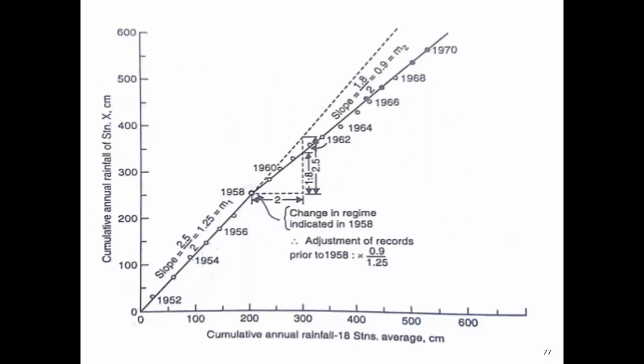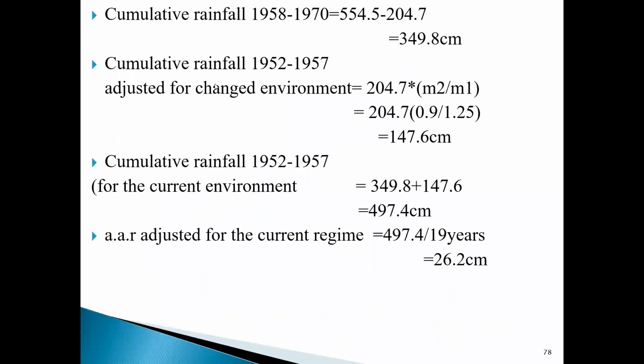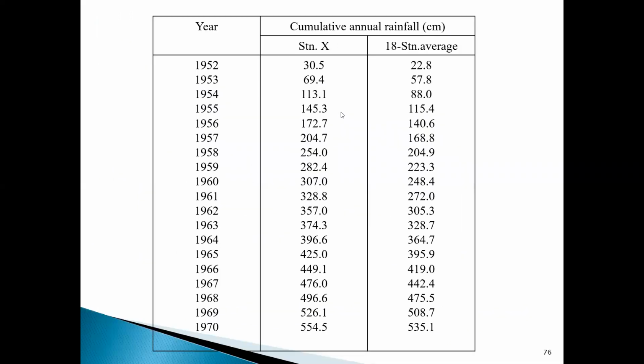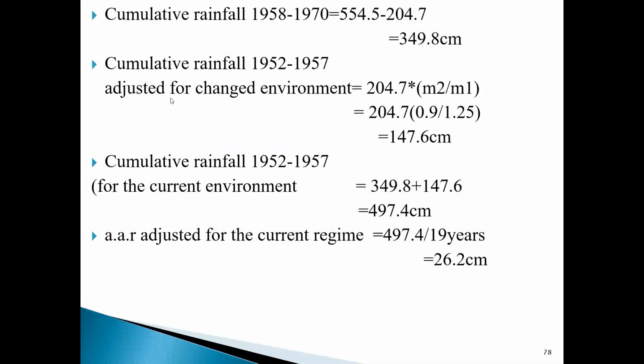Now here, the cumulative annual rainfall at station X is 349.8 centimeter. Now, the cumulative values of rainfall from 1952 to 1957 have to be adjusted for the change in the environment. The cumulative value of rainfall from 1957 to 58 is 204.7. So this has to be adjusted for the changed environment.